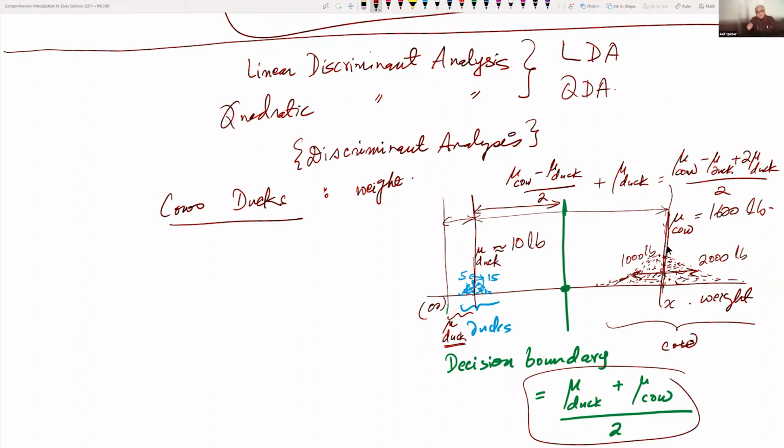So this, it turns out, now let's generalize it to higher dimensions. We remember that we didn't just take the weight of the cow and the duck, we also looked at its size. So let's go to 2 dimensions now. Our little feathery creatures, their mu size is centered here.